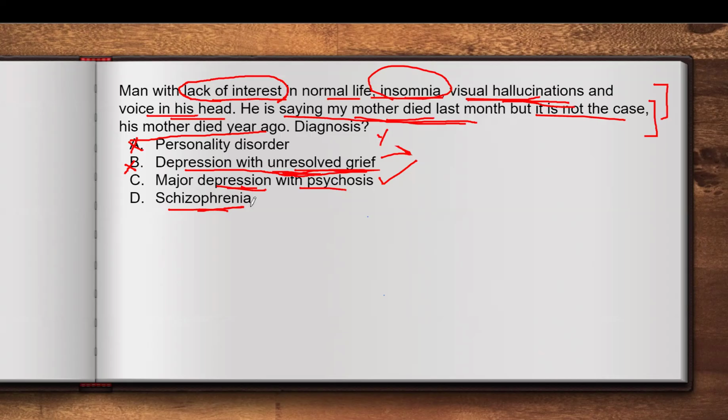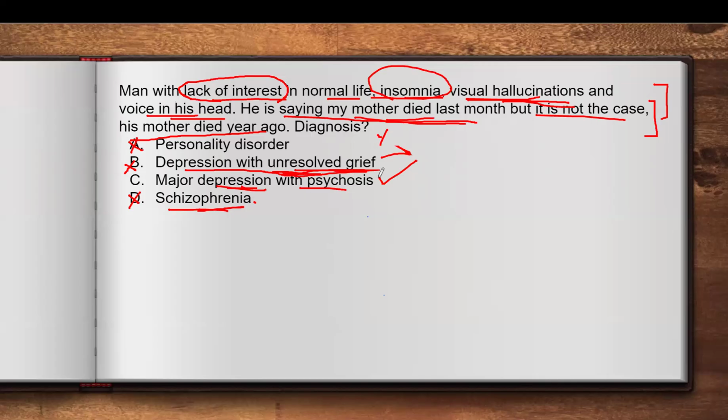I've explained the difference between the two. Schizophrenia is also less likely. First of all, the DSM-5 criteria of schizophrenia says that the symptoms should be there for at least 6 months. Okay, and the delusions, they are bizarre. There are auditory hallucinations, and there is disorganized speech as well, and there are different factors which make schizophrenia. But over here, if we see anhedonia, insomnia, it is going more with major depression with psychosis.